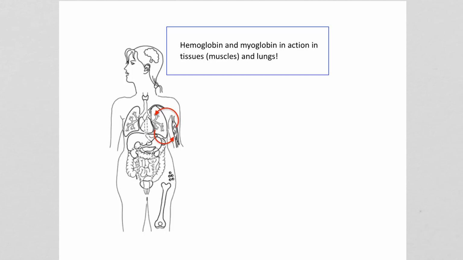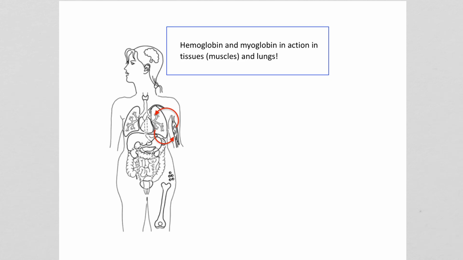In the last video, we talked about the structure as well as properties of two oxygen-binding proteins, hemoglobin as well as myoglobin. In this video, we'll talk about the physiological role of these two proteins, hemoglobin as well as myoglobin.